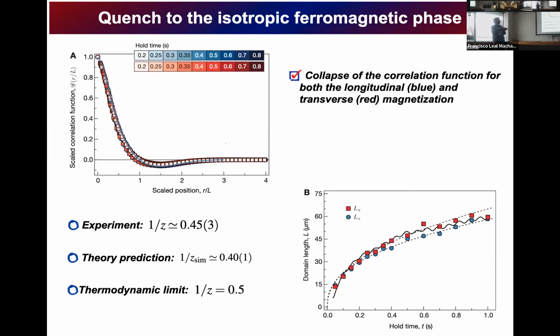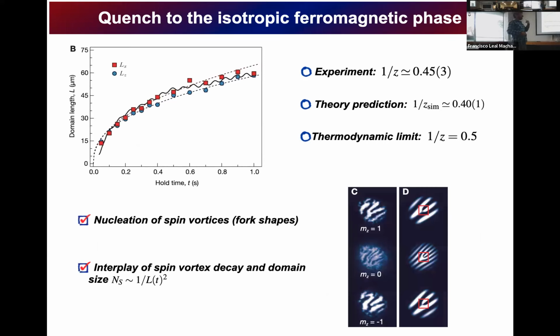And finally, a very important difference from the previous case is that what we see before the coarsening stage is the creation of spin vortices due to the SO(3) rotation symmetry. These spin vortices, for instance, you can really see here. These are the densities of different hyperfine levels. This is experiment, this is theory. You see really nice agreement, and you see also these fork-shaped patterns which indicate the corresponding spin vortices.